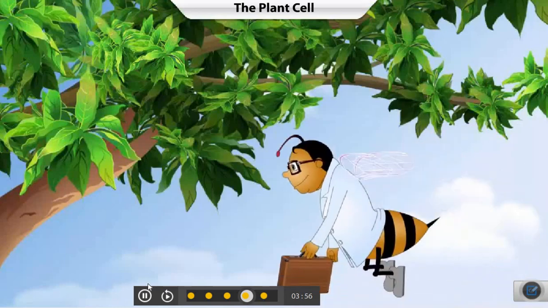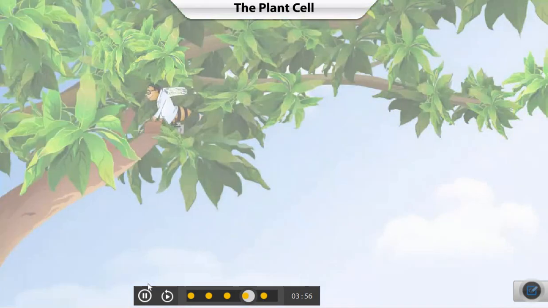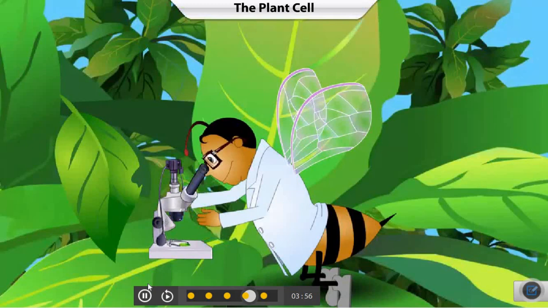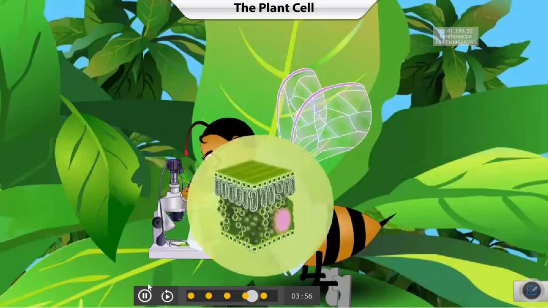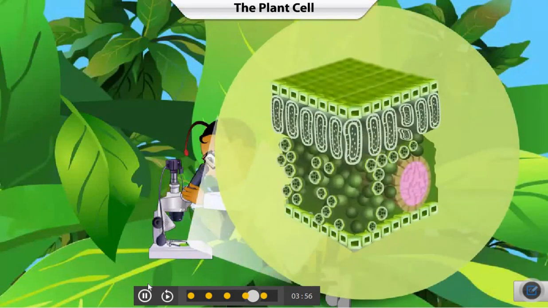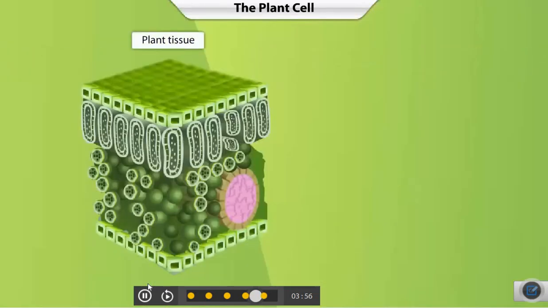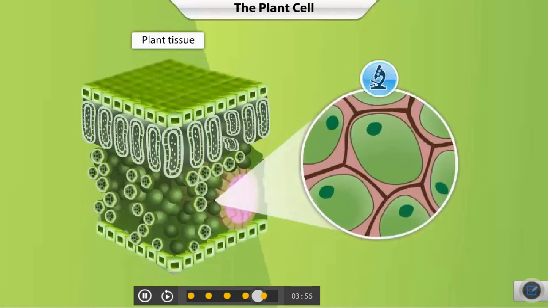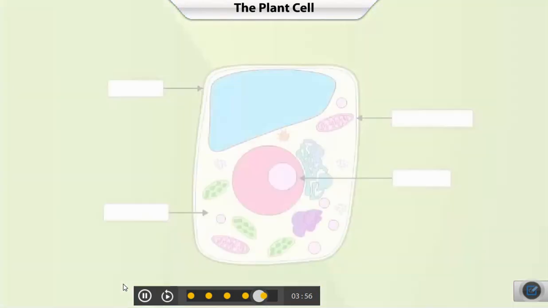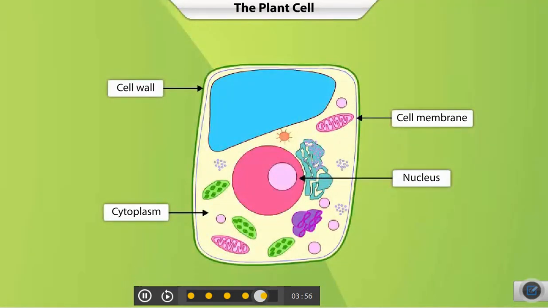Let's first look at the cell structure of a plant. You know that a plant has different parts like root, stem, leaves and flowers. All these parts are made up of complex structures called tissues. Let us look at the tissue of a leaf. A tissue is made up of several cells. Let's have a look at one such cell. You will notice that the basic components of a plant cell are the cell wall, cell membrane, cytoplasm, and nucleus.